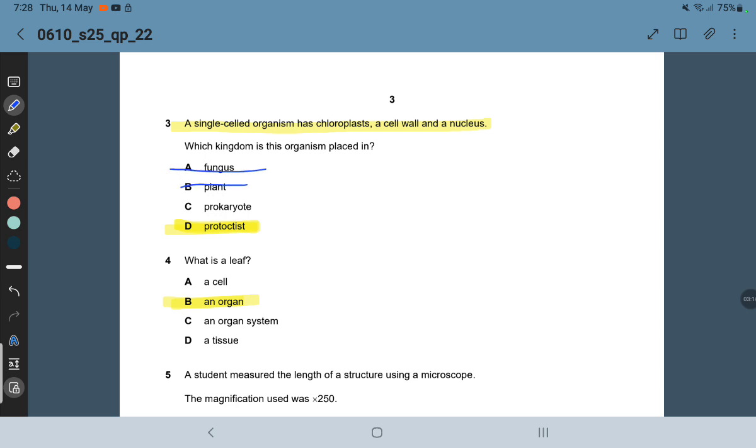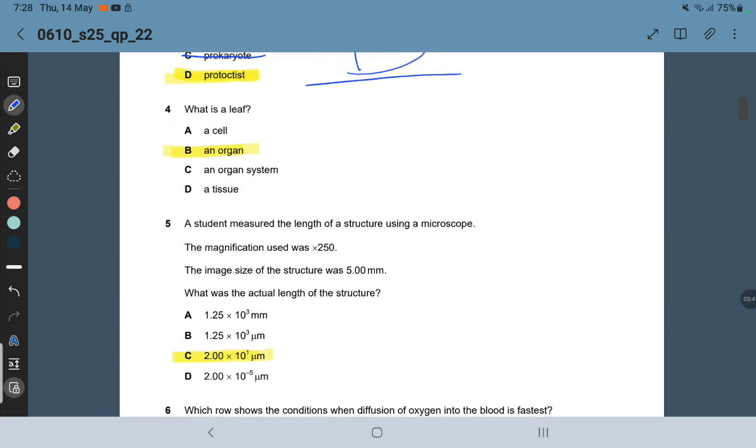Plant, no, it is multicellular. He's saying a single cell, not multicellular. Prokaryotes, of course not, because prokaryotes do not have chloroplast. Prokaryotes are like bacteria. Bacteria do not have chloroplast and also do not have a nucleus. They have circular DNA in a plasmid. So no, C is not correct. So the final answer will obviously be D.